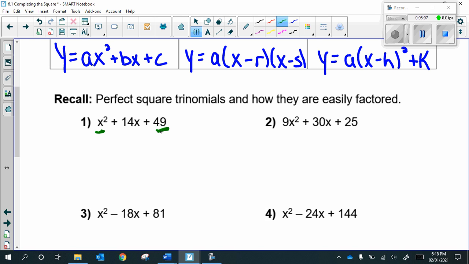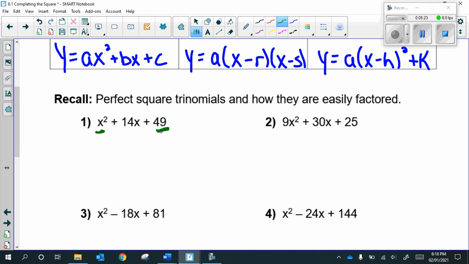I know I can take the square root of x squared, it's just x, and I know I can take the square root of 49, that would be 7. So if you can see that you can take the square root of the first and the last term, then you double check to make sure it's a perfect square. So how did we double check?